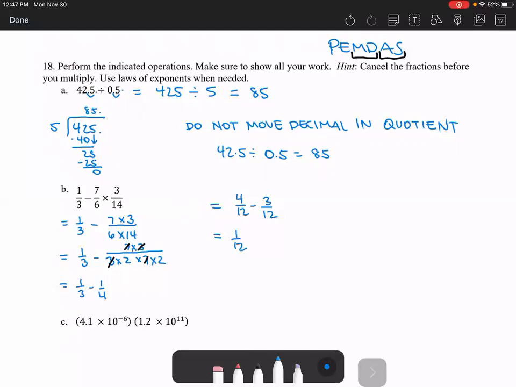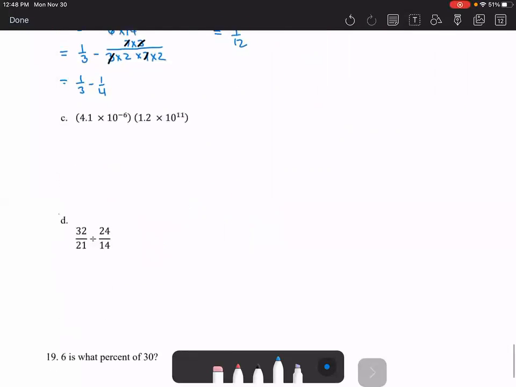But there's an easier way to do it. If you use your order of operations, you can multiply first, and then the subtraction that you have to do is only 1/3 minus 1/4, and it makes it easier. Okay, so the next one. Well, actually, before I scroll, are there any questions on these first two? Okay, so I'm going to do the next two now.